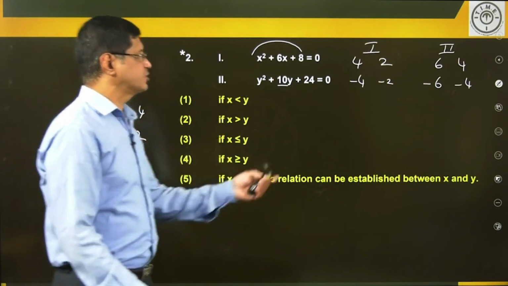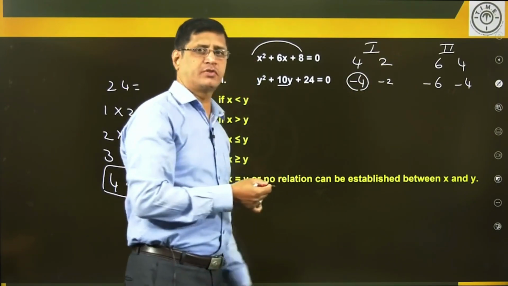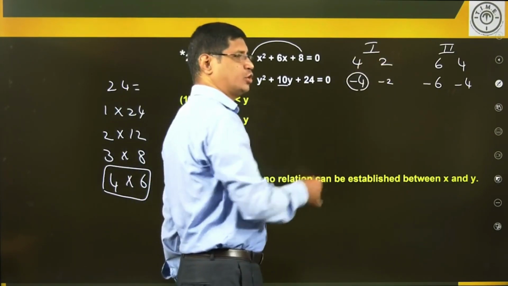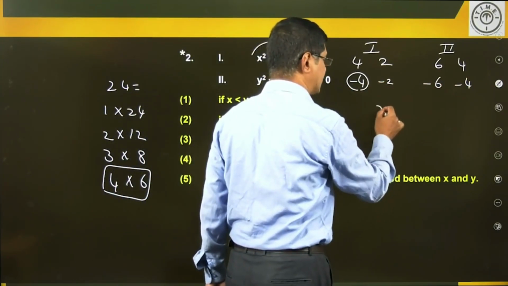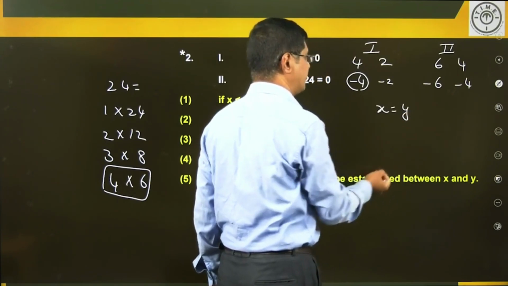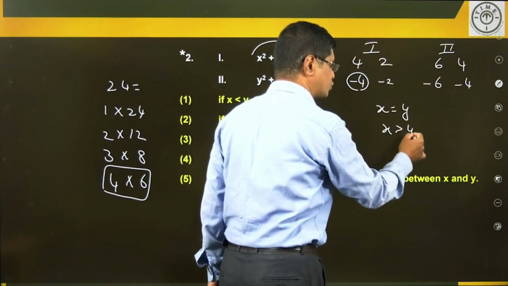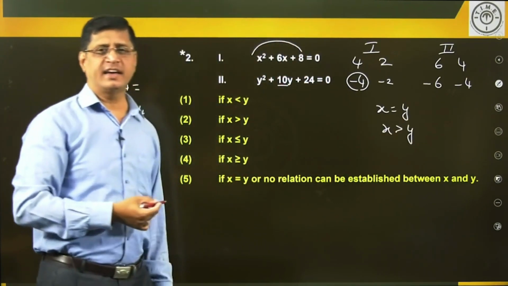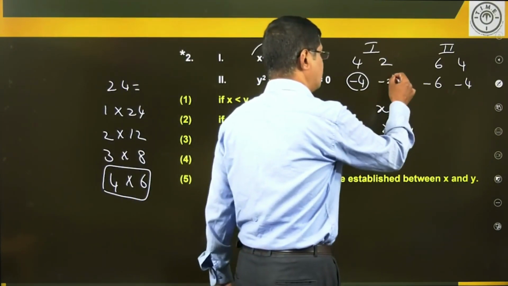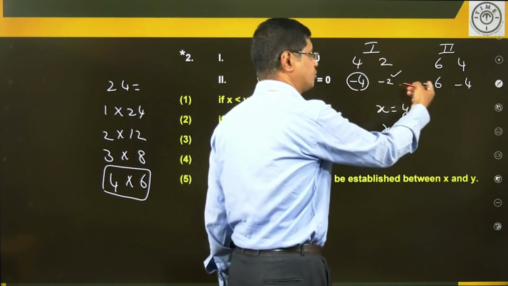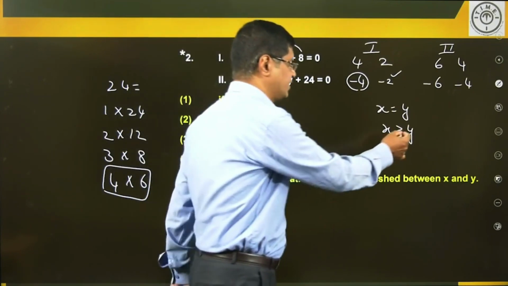What is the comparison? Just look at this one. Minus 4 means first root of the first quadratic equation comparing with both the roots of the second quadratic equation. Minus 4, both are equal, means x and y are equal. Minus 4 is greater than minus 6. So, x is equal to y, x greater than y. And just to look at the second quadratic equation, minus 2. Minus 2 is more than minus 6 as well as minus 4, means it is satisfying this condition.